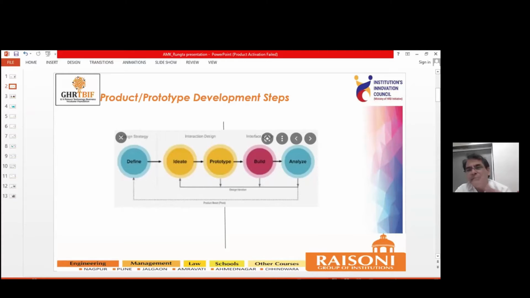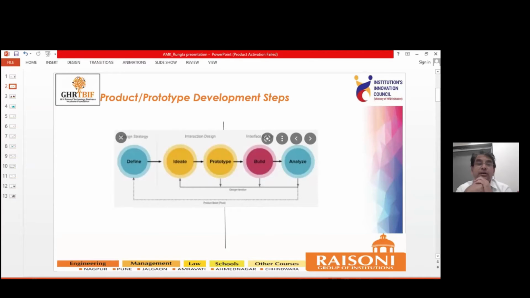So in define, your mission and vision regarding your product development, regarding your prototype development, must be a bold one. Then we come to ideate. Ideate is again a very important step in product development and design. Ideate means idea generation, how clear your idea is. If I have some concept in my mind, then I am in the ideate stage, and I should be very clear with this. That is nothing but ideate.